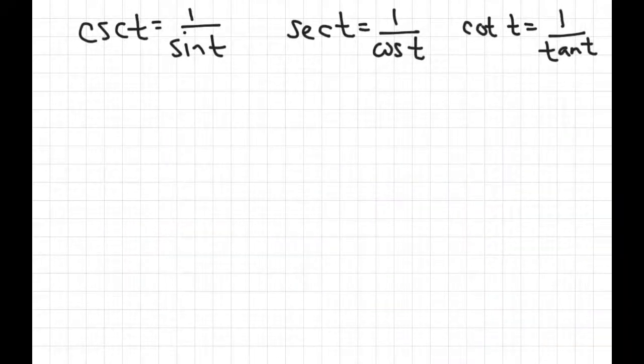Now, what if I wanted you to evaluate trig functions on your calculator, but your calculator only has sine, cosine, and tangent? How are you going to be able to use your calculator to find secant, cosecant, and cotangent? Well, these are called reciprocal functions. The cosecant of an angle you can find by doing 1 divided by the sine of the angle. The secant you can find by doing 1 over the cosine of the angle. And the cotangent you can find by doing 1 over the tangent.